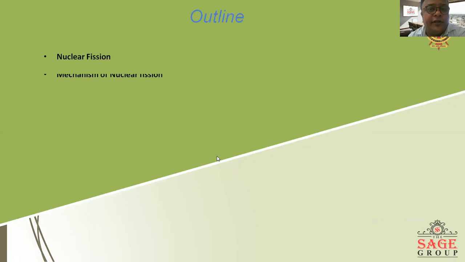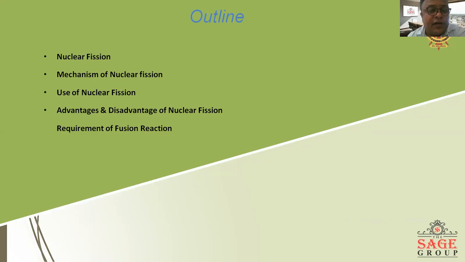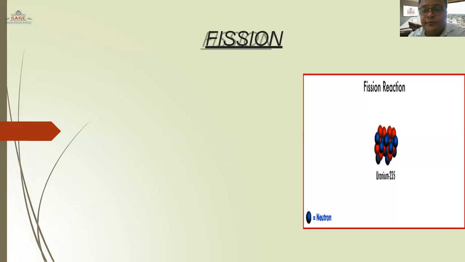This is the outline: nuclear fission, mechanism of nuclear fission, use of nuclear fission, advantages and disadvantages of nuclear fission, requirement of fusion reactions, use of nuclear fusion, advantages and disadvantages of nuclear fusion.